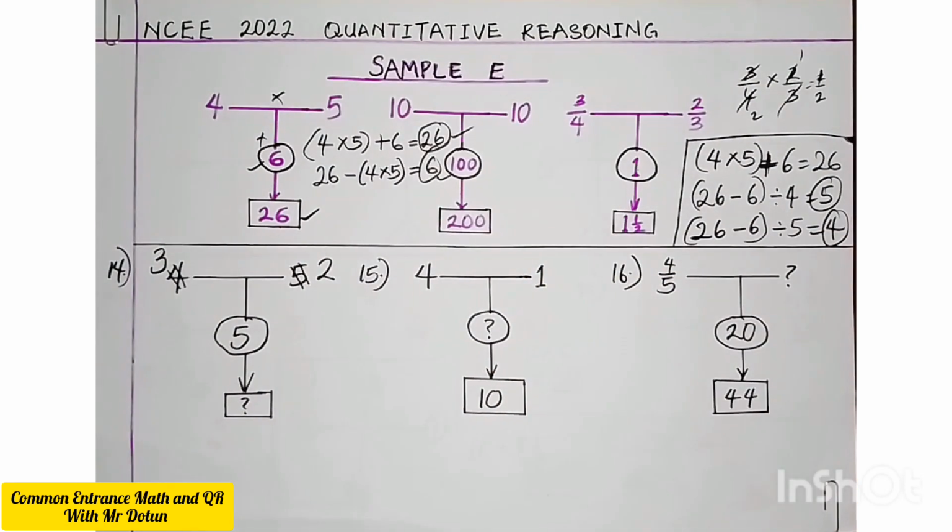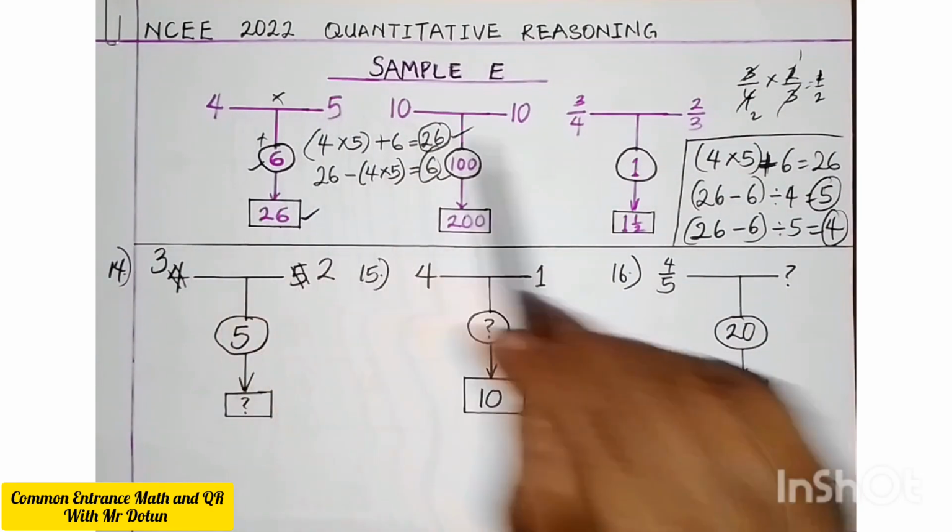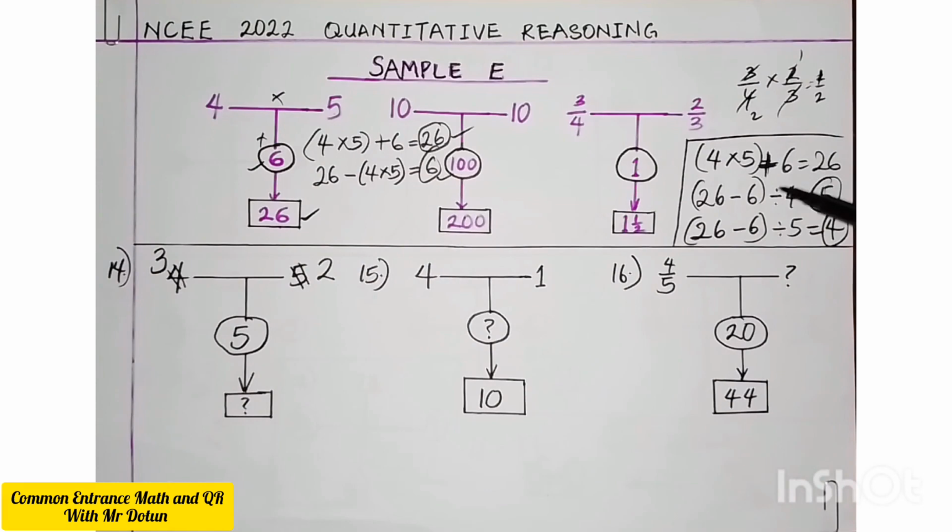Then for us to find the components now, the 4 and the 5 on top, we did 26 minus 6, and that's 20, then 20 divided by 4, 5. 26 minus 6, 20, 20 divided by 5, 4. So let's go ahead and apply the formulas in our questions.